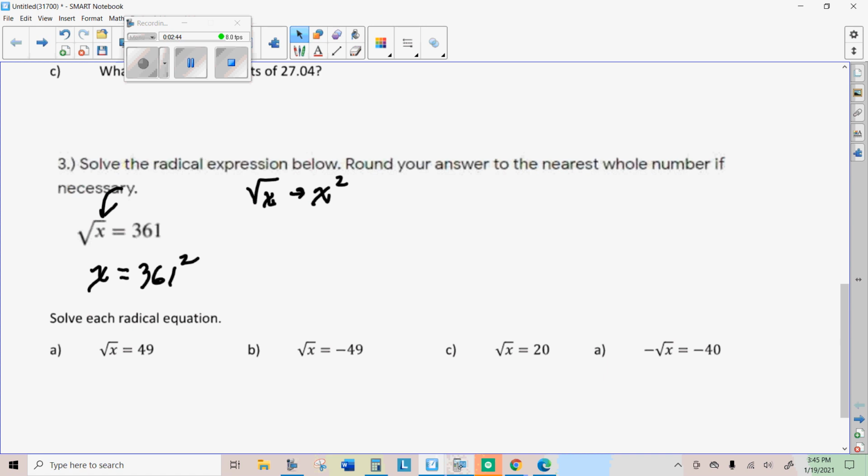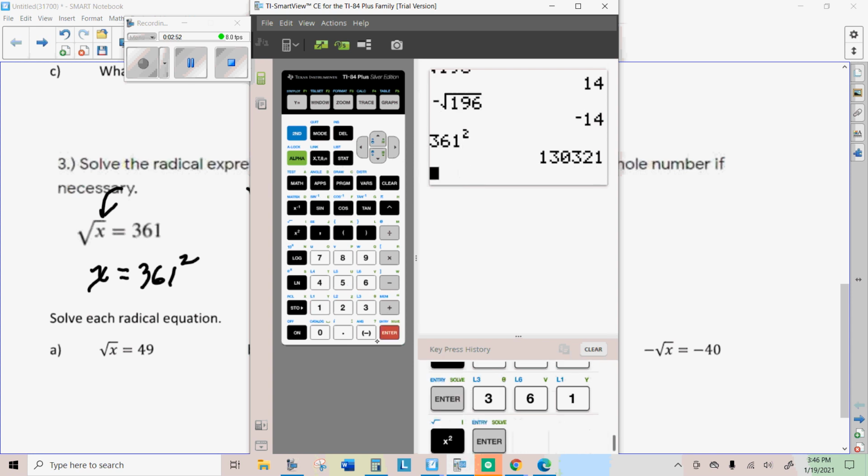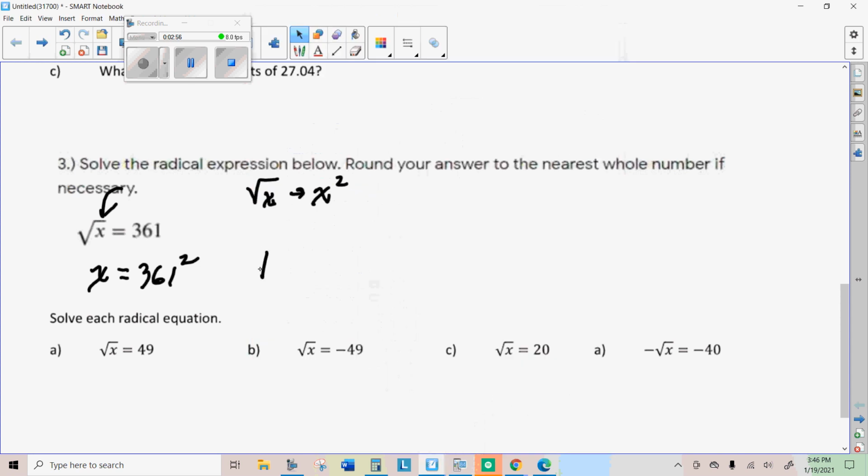which is a pretty big number. 361 squared, to undo that, is 130,321. All right, so remember, to get rid of the square root, you have to square it.